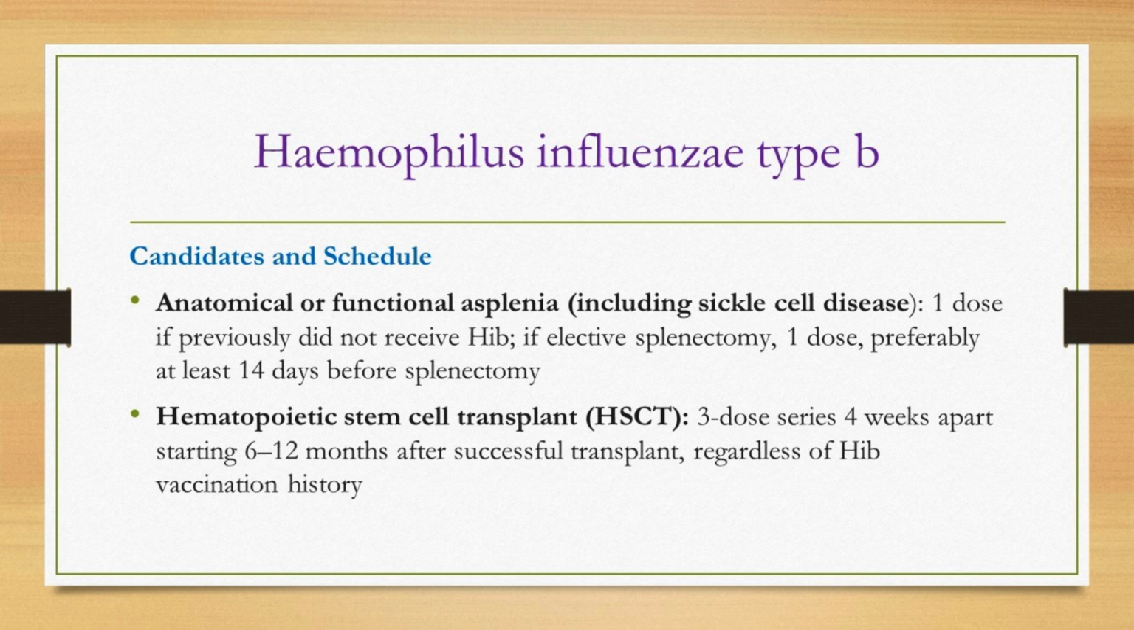Coming to Haemophilus influenzae type B vaccine, the candidates are those persons with anatomical or functional asplenia including sickle cell disease or persons with hematopoietic stem cell transplant. Persons with anatomical or functional asplenia are given 1 dose if previously they have not received the Haemophilus influenzae B vaccine. If elective splenectomy is planned, then one dose, preferably at least 14 days before splenectomy, is given. Persons with hematopoietic stem cell transplant are given a 3-dose series 4 weeks apart, starting 6 to 12 months after successful transplant, regardless of Haemophilus influenzae B vaccination history.